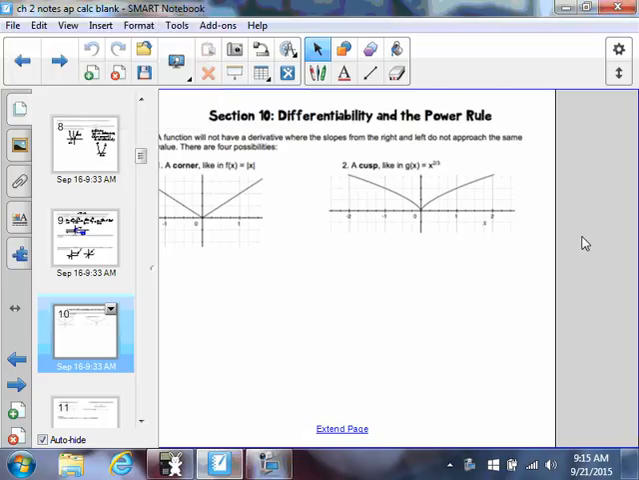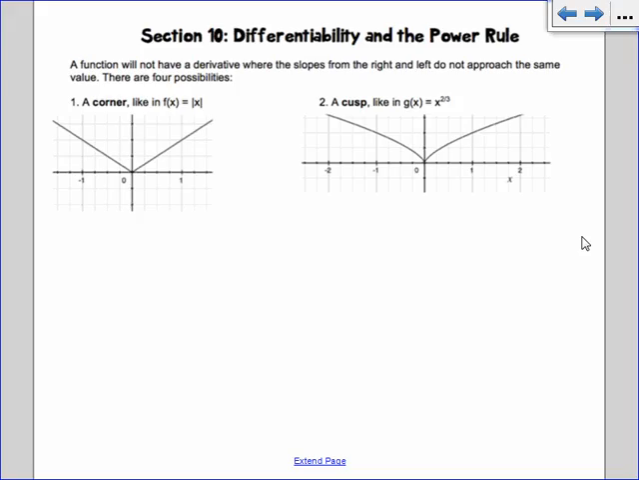All right, so section 10 is on differentiability and the power rule. We talked a little bit about differentiability last time, and we said that things are not differentiable if we have a corner or a cusp. An example of that would be y equals the absolute value of x.